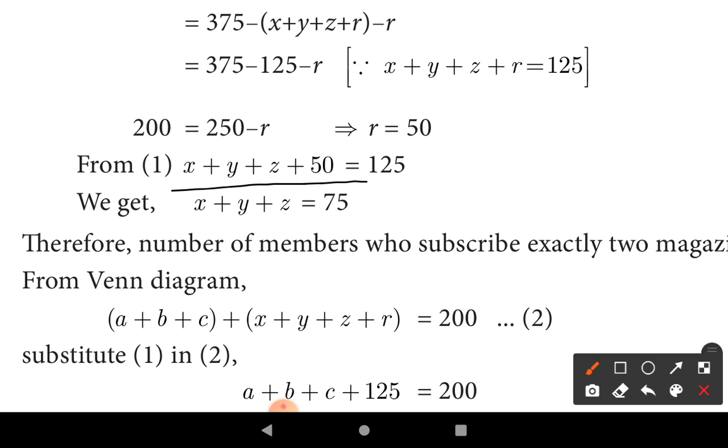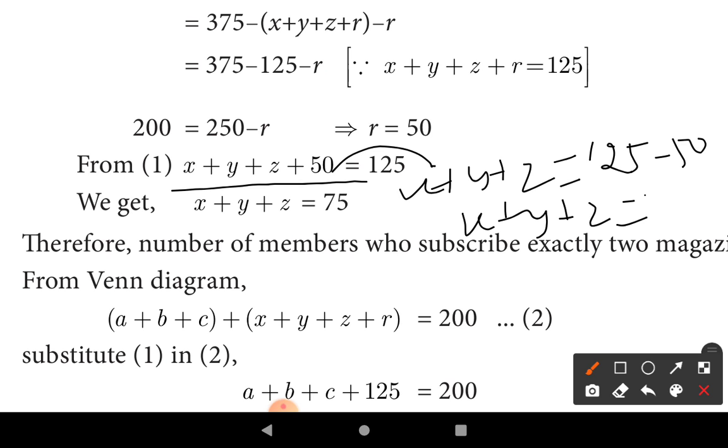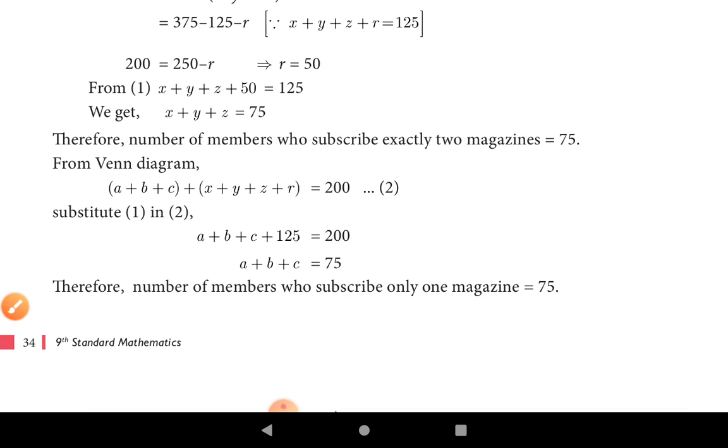So exactly two magazines are nothing but x plus y plus z. Okay, now listen, when I take this 50 this side, what happens? x plus y plus z is equal to 125 minus 50. So x plus y plus z is equal to 75. Correct? So this x plus y plus z is the people who subscribe to two magazines, and we are going to find those people who subscribe to only one magazine, which is a plus b plus c. Therefore the number of members who subscribe to exactly two magazines is equal to 75.